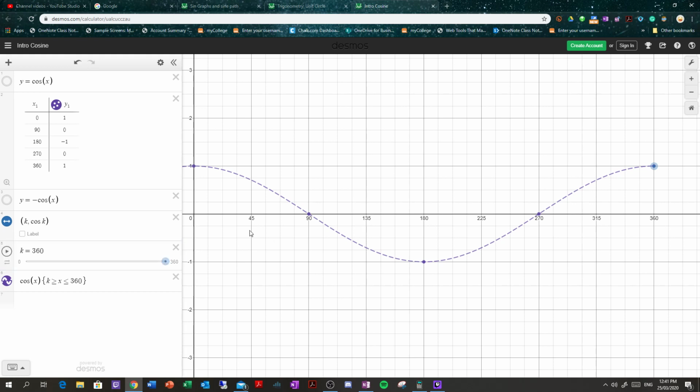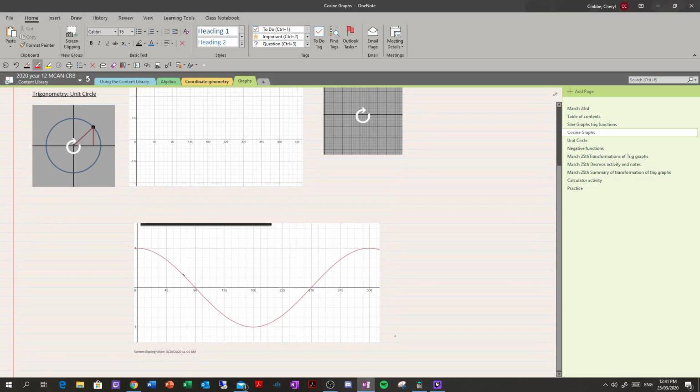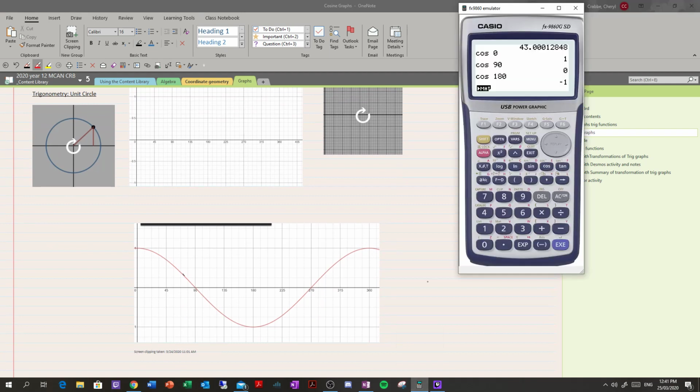So sine starts low and goes up and then back down. Cosine starts high and goes down and then back up. That's basically it. Now the tricky part comes in when we want to use our calculators to create these graphs. So using the calculator is a bit interesting because we have to set the window up to go from 0 to 360.